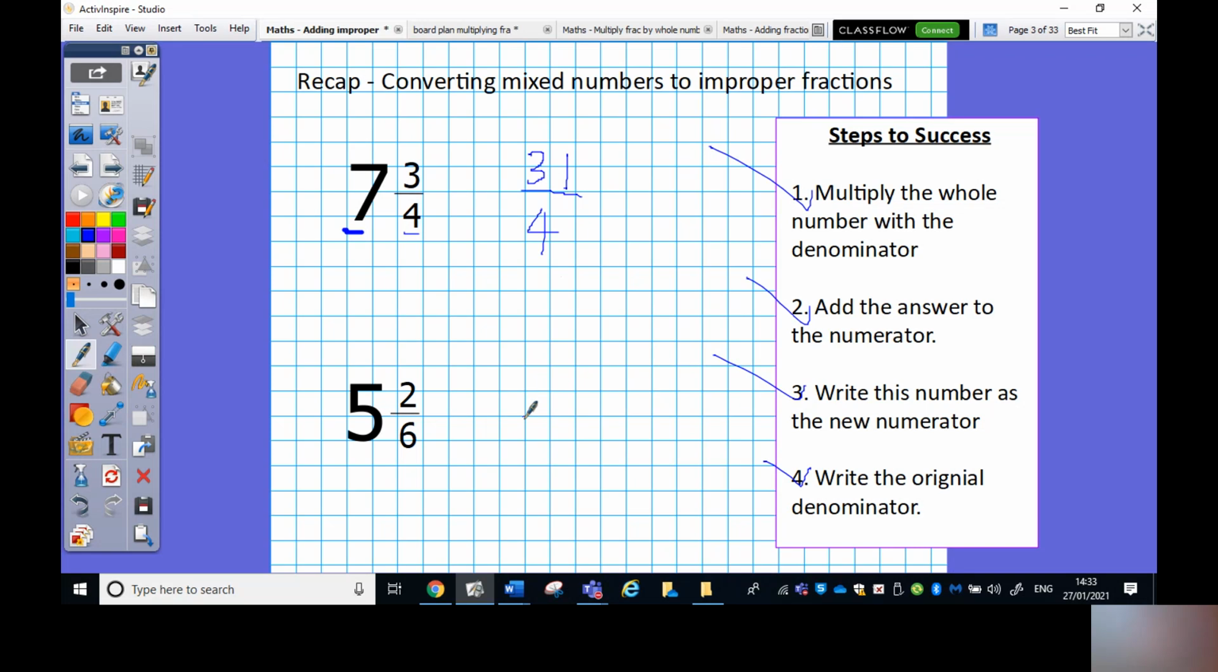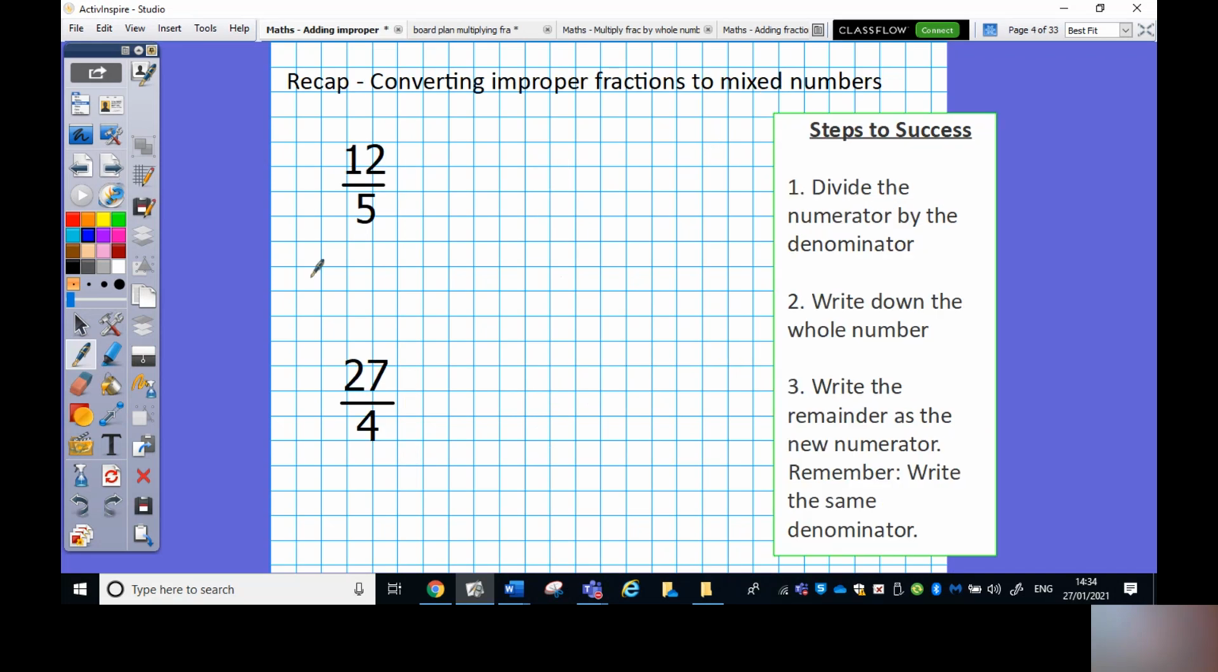Let's see if you can do it now. What's the first step? Good. We're going to multiply these two. 5, 10, 15, 20, 25, 30. Excellent. Now we're going to add the numerator, which is good, 32. So we're writing that down. And then what's our denominator? Excellent, 6. So 32, 6.